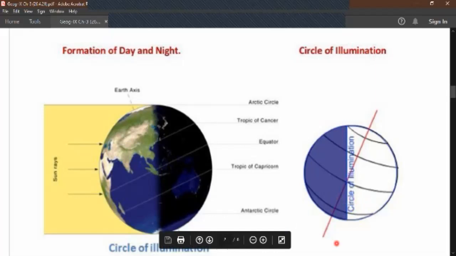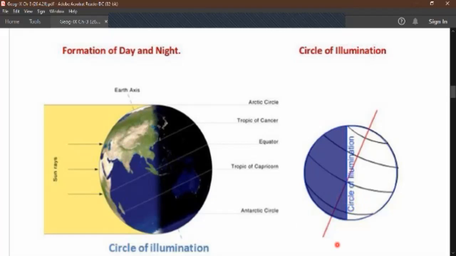The second effect is sunrise and sunset. Sunrise and sunset are caused due to west to east rotation of the Earth. So, sun rises from the east direction and sets in the west direction.